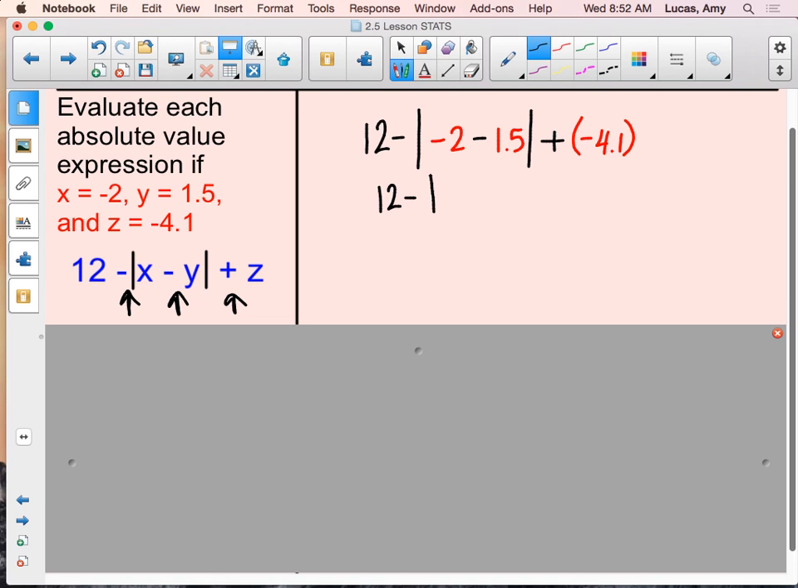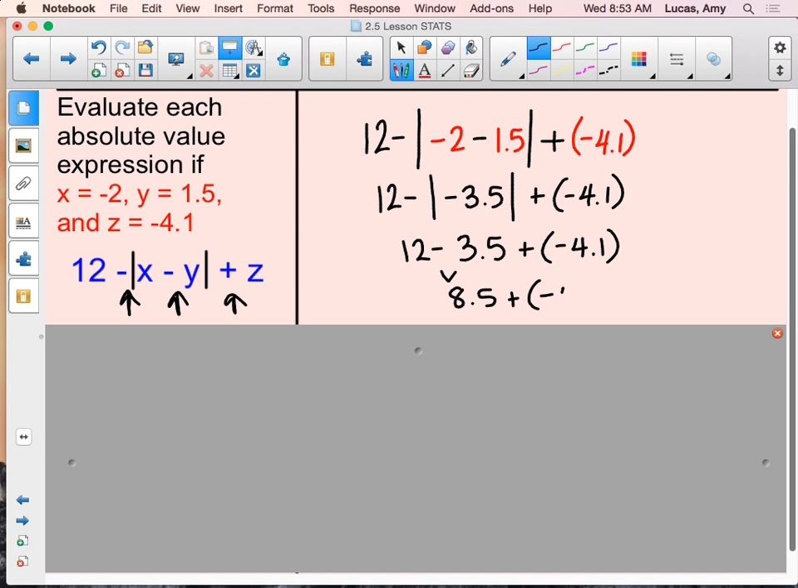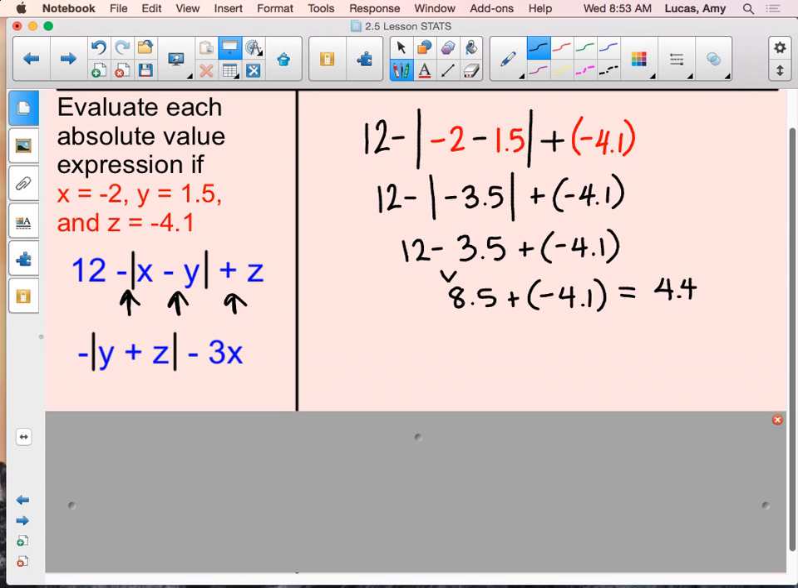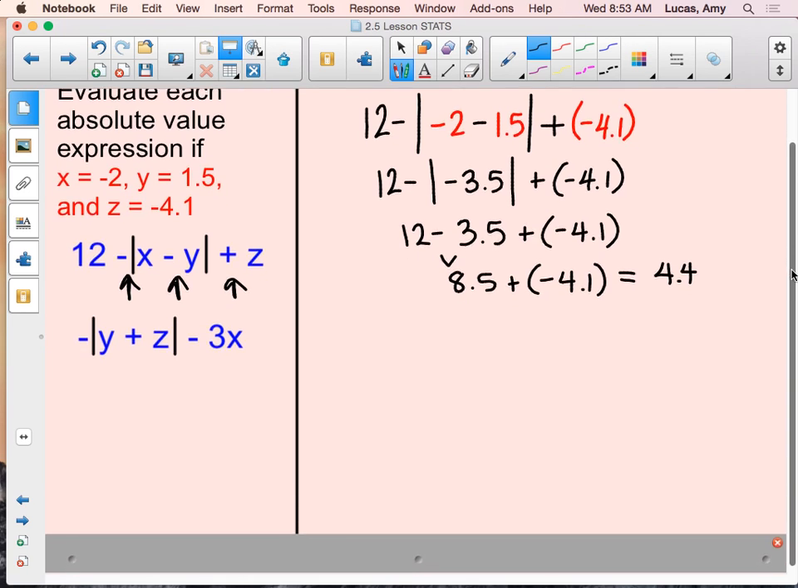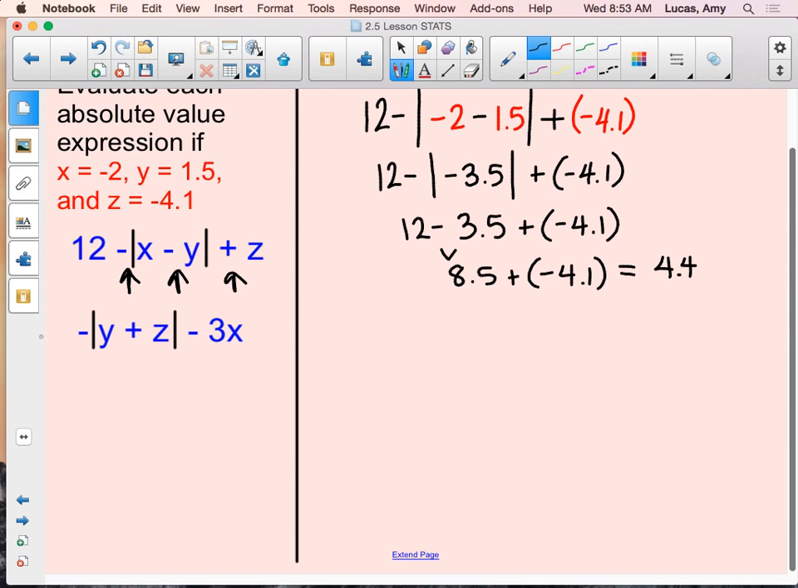So 12 minus. Negative 2 minus 1.5 is negative 3.5. So negative 3.5 has an absolute value of positive 3.5. And now I just need to use PEMDAS. 12 minus 3.5 would be 8.5 plus negative 4.1 is like 8.5 minus 4.1, so it's 4.4. You will see decimal problems on your homework. So if you need to use a calculator, use a calculator.